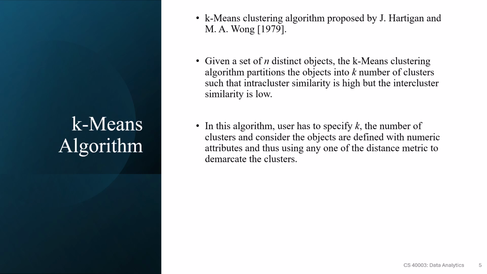The k-means clustering algorithm was proposed by Hartigan and Wong in 1979. Given a set of n different objects, the k-means clustering algorithm partitions the objects into k clusters such that intra-cluster similarity is high, but inter-cluster similarity is very low. In this algorithm, the user has to specify the k value, the number of clusters, and the objects are defined with numeric attributes, using any one of the distance metrics to demarcate the clusters.